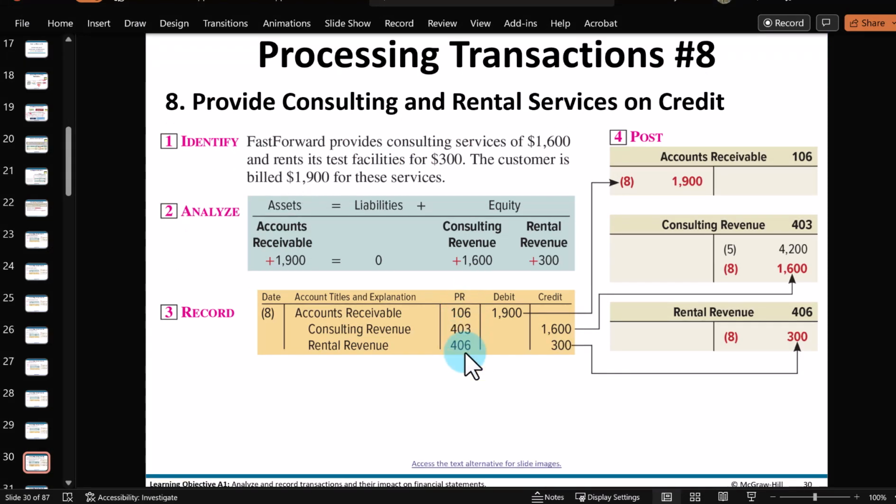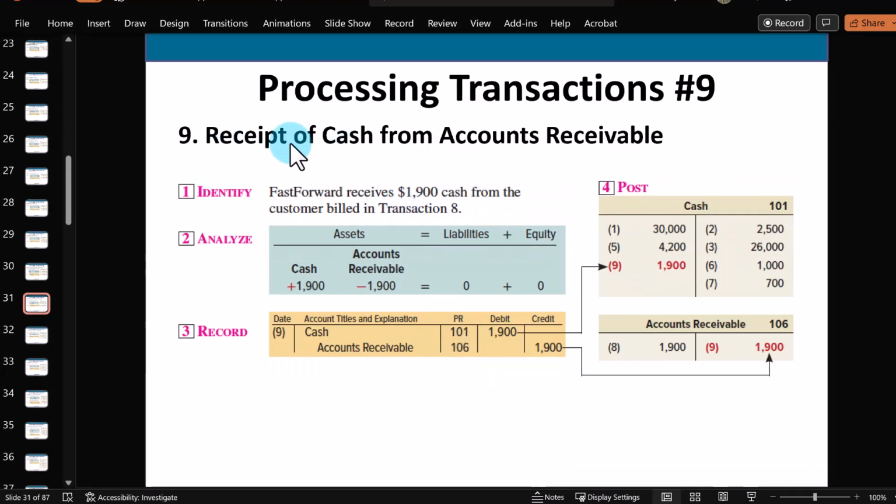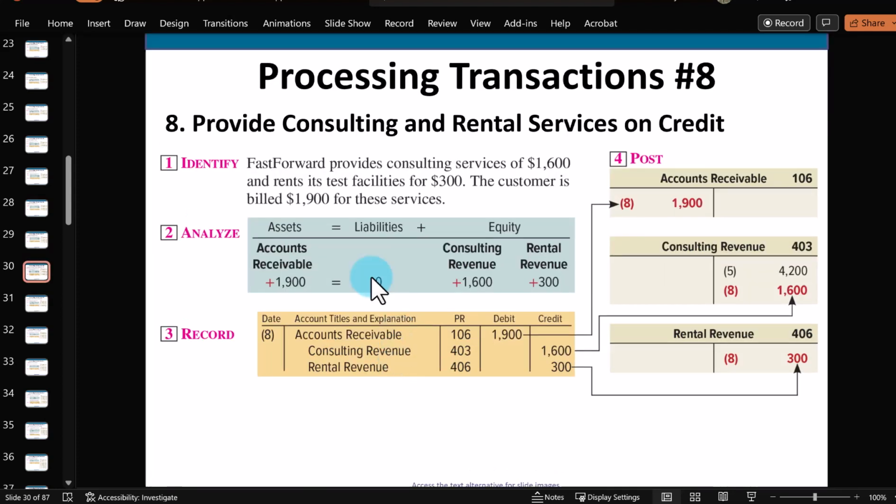Transaction number 9. Receive cash, debit. Why are we receiving it? Here we're collecting $1,900 from a customer that we billed back in the previous transaction. So now we're collecting those consulting fees. So cash debit. And now the credit is not to revenue. That would be double counting the same revenue that we recorded back in transaction number 8.